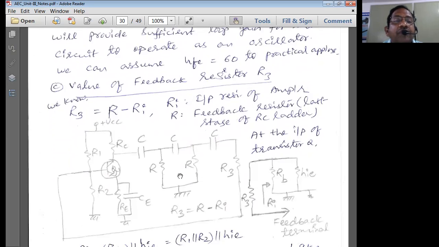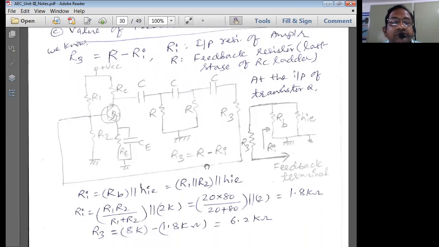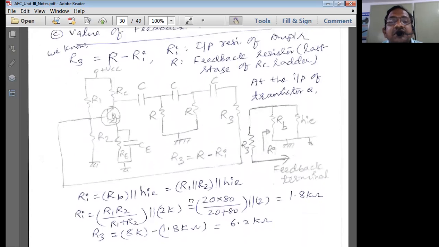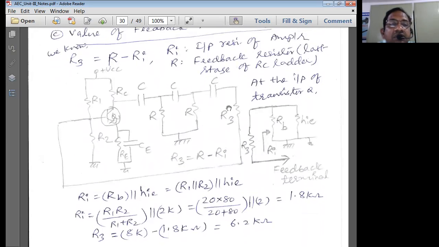Next, we have to find out the feedback resistor R3. What is the circuit diagram for the RC phase shift oscillator? The basic amplifier is a simple CE amplifier with voltage divider bias. We have used that. R1, R2 are biasing resistors, R3, RE is the stabilizing resistor, CE is a bypass capacitor. Then we are going to use a ladder of capacitor, resistor, capacitor, resistor, capacitor, resistor combinations.